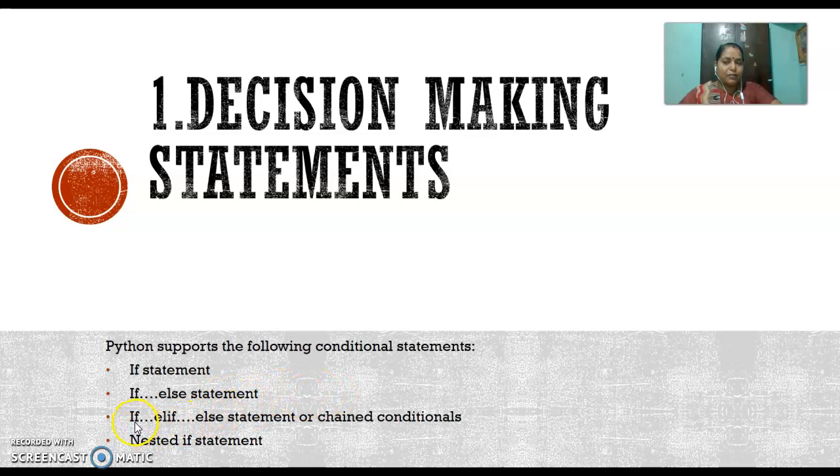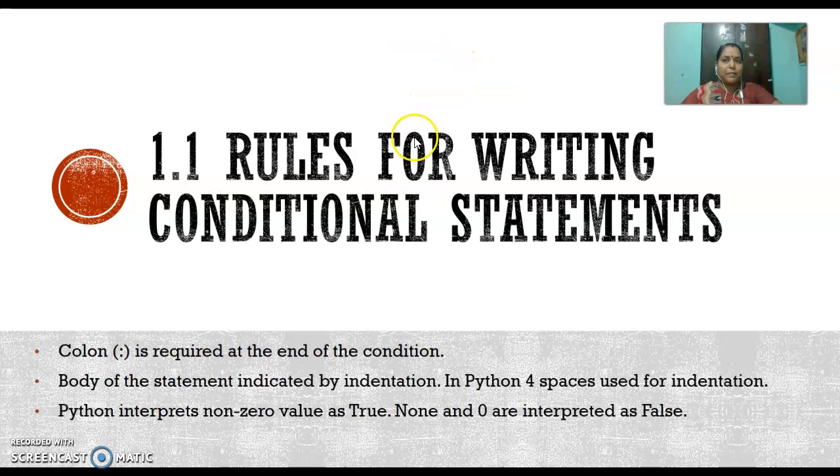And in the case of if elif else statement, we can specify as many conditions as we need. If the first condition is true, the first statement block is executed. If the second one is true, the second block is executed. If the third condition is true, the third statement block is executed. So we can check as many conditions as we want. And the fourth one is nested if statement. Nesting of if statements is nothing but embedding one if statement inside another if statement.